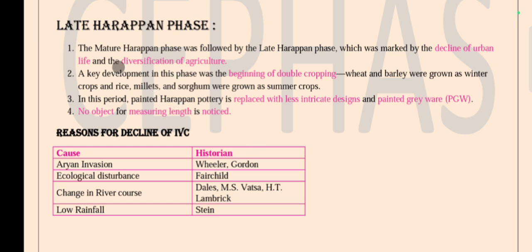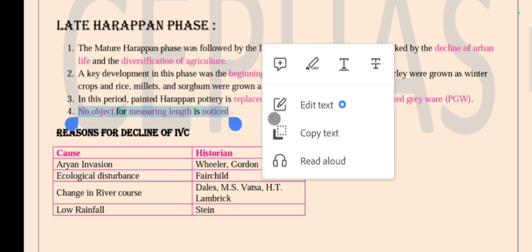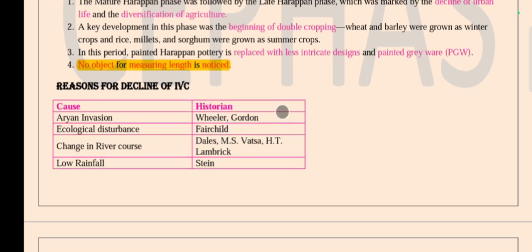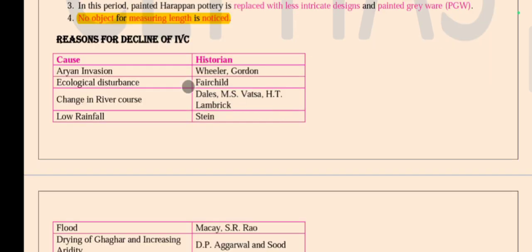The mature Harappan phase is followed by the late Harappan phase, and it is also called the decline of urban life of the Indus Valley civilization people. They started double cropping. Double cropping means wheat and barley were grown as winter crops, and rice and millets were grown as summer crops. There is no object for measuring length noticed. So let's look at the reasons.